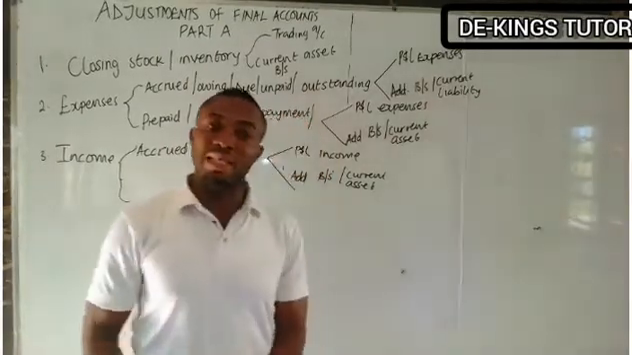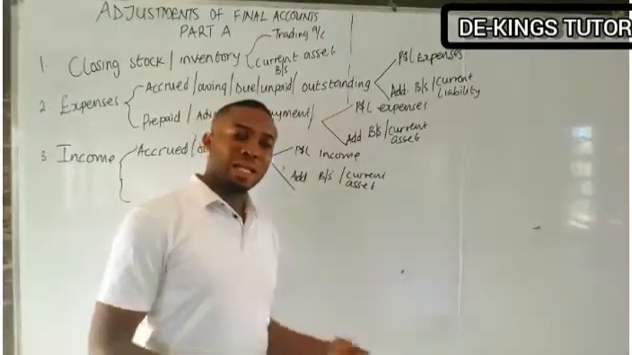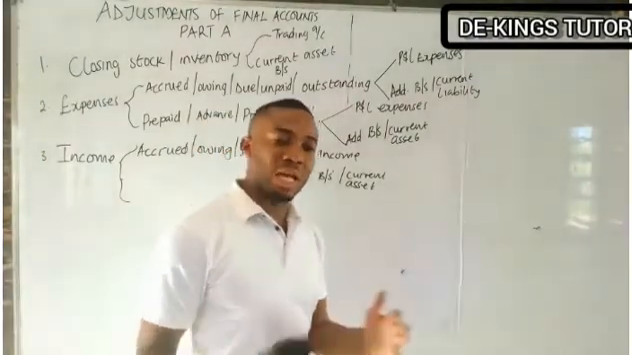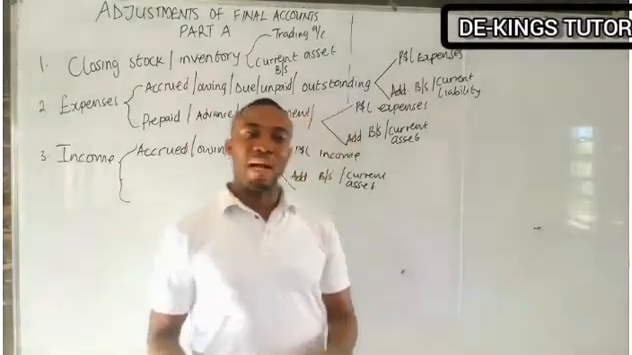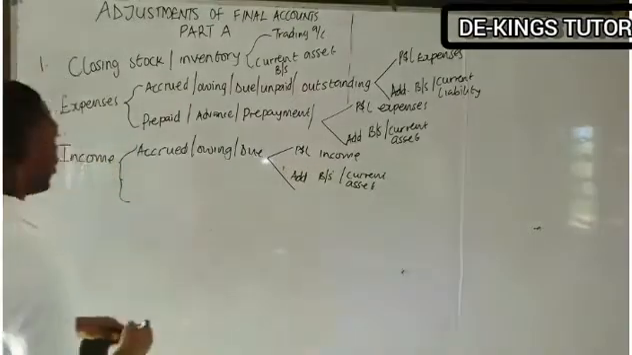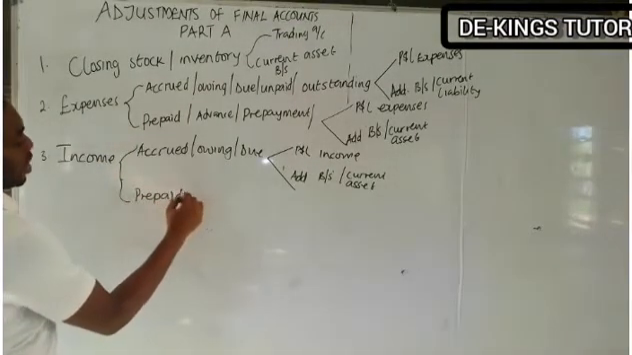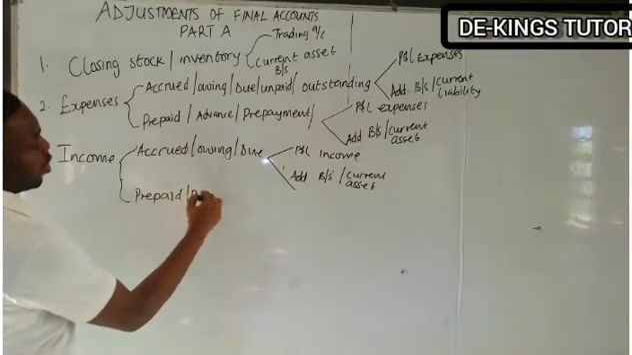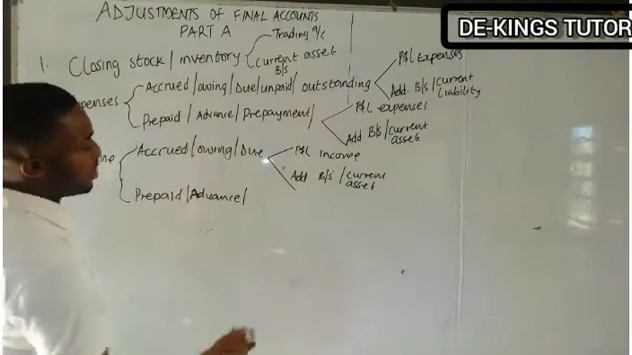And I've said it earlier on. How do you identify this? You split them into syllables. The one on the left hand side, what is it, an expense or an income? The one on the right hand side, is it accrued or prepaid? Okay, so another one is prepaid, or payment in advance, or prepayment.